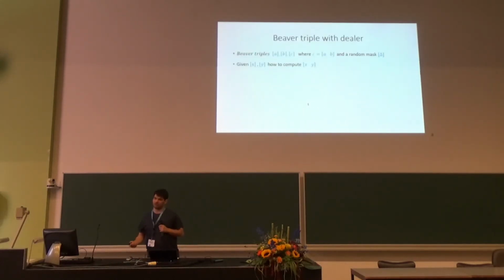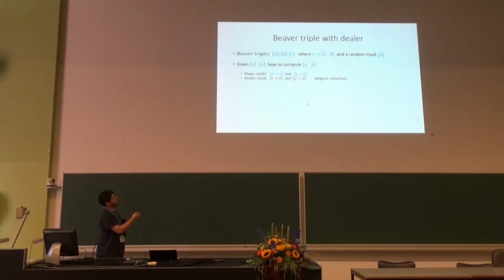So the protocol, Beaver triple with dealer, and of course packing, is very similar. Player sends the sharing of X plus A and the sharing of Y plus B. And the dealer, all he does is take these sharings, reconstruct the value, and then reshare it using a low degree polynomial. This is a fairly standard trick, which is called degree reduction. Now, the players send the formula we had before, plus some masked values so that he can't learn information about the product exactly.